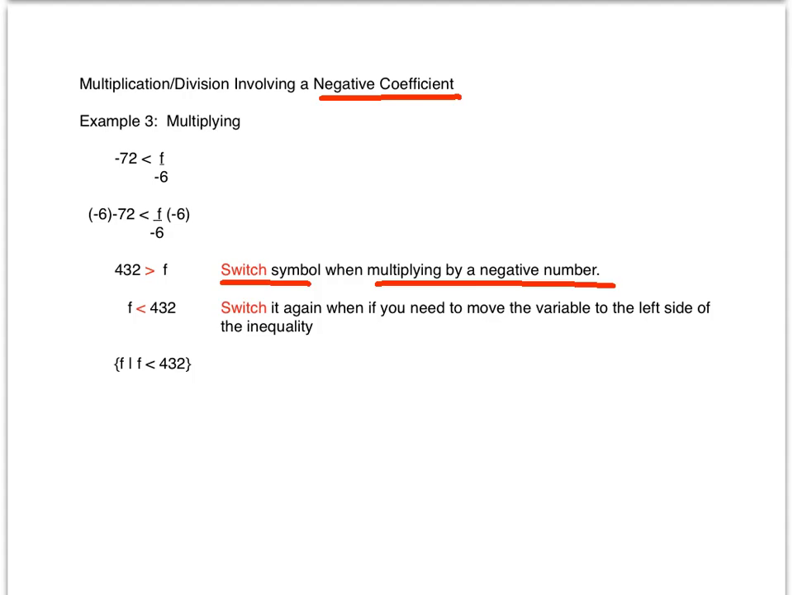But then our variable is on the right, so we need to switch the symbol again, because we need to move the variable to the left side of the inequality. So it switches back to f is less than 432. In set builder notation, that would be for all numbers f such that f is less than 432.